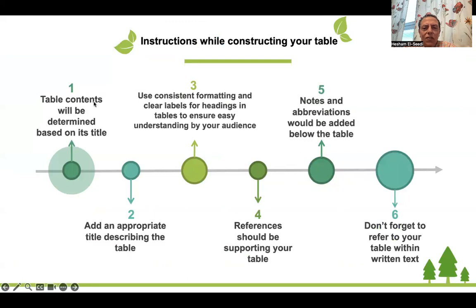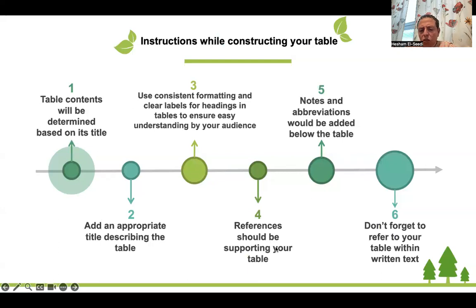Therefore, the instructions to construct a table: first, the table contents will be determined based on the title. Therefore, it is important to write an appropriate title when designing the table. Number 3, use consistent formatting and clear labels for headings in the table to ensure easy understanding for the audience.